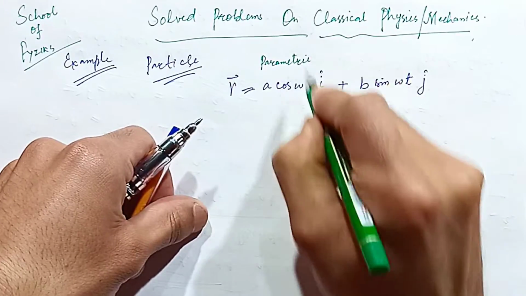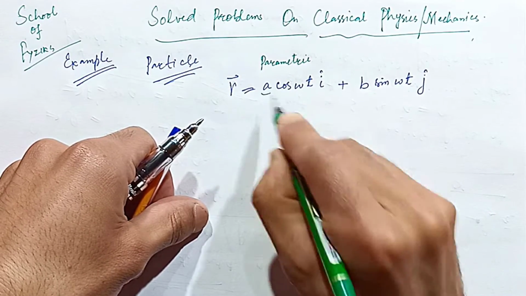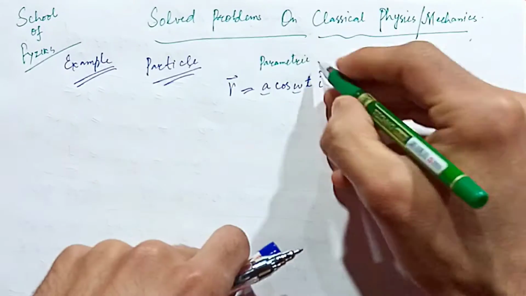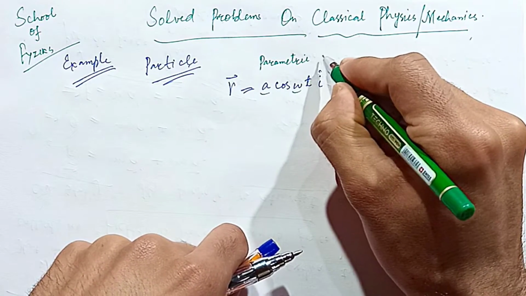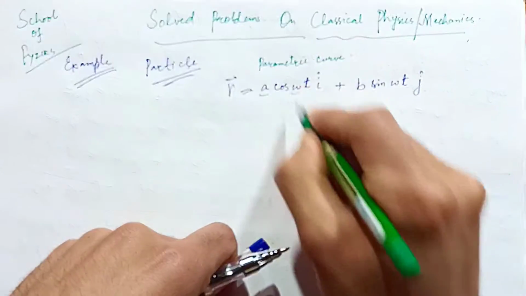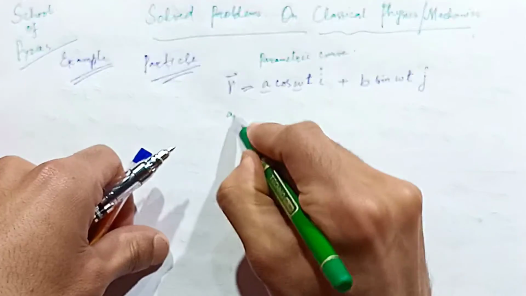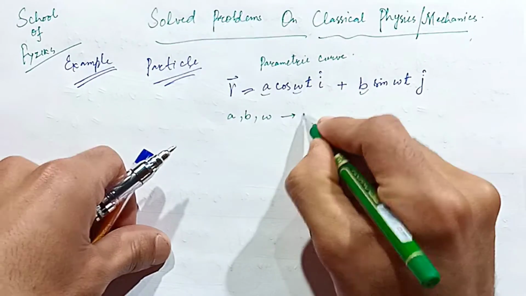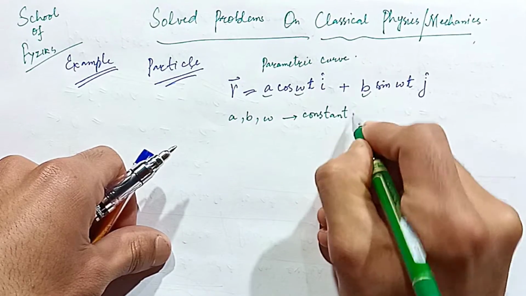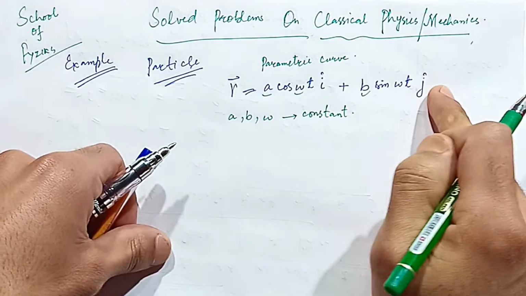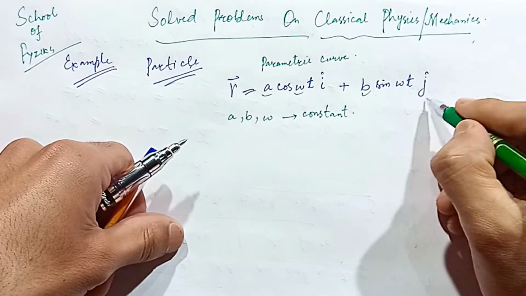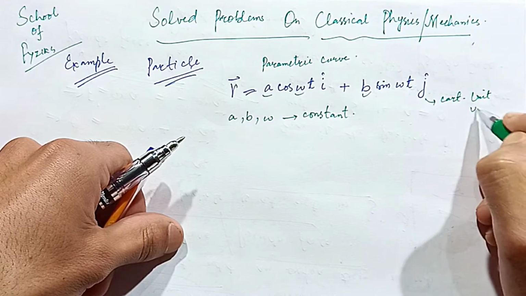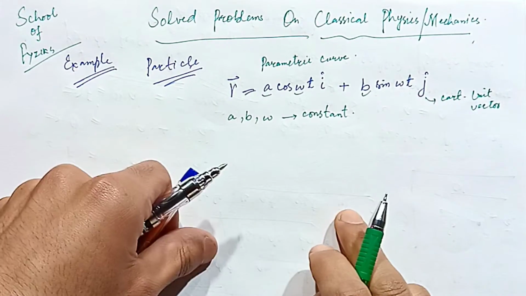Parametric means there are different kinds of parameters, that is a, b, omega, upon which the motion of the particle depends, and these are constants. Actually, the parametric curve is given as this r, and a, b, omega are all constants of motion, okay, constants. And i and j are the Cartesian unit vectors. You already know them. These are the Cartesian unit vectors along the x-axis and y-axis respectively.